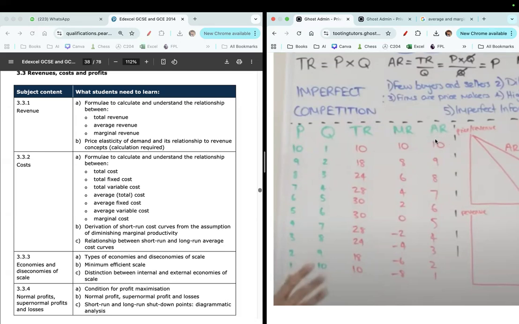Your average revenue, Adam, how do you calculate average revenue again? Is it just the price times the quantity over the quantity? Yeah. So it's total revenue divided by the quantity. So if you have that available, it's just 10 divided by 1, which makes 10. For the next one, it'll be 18 divided by 2, which is 9. And these end up being your price.